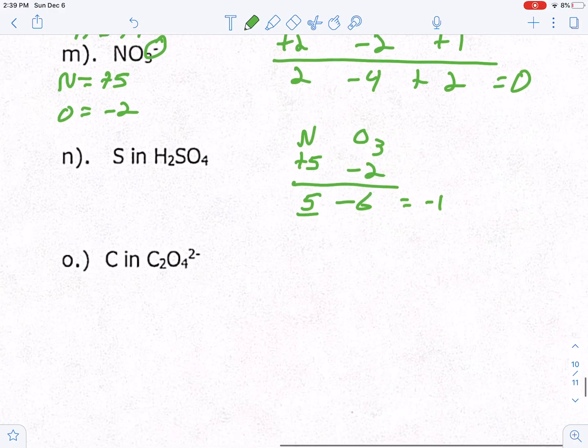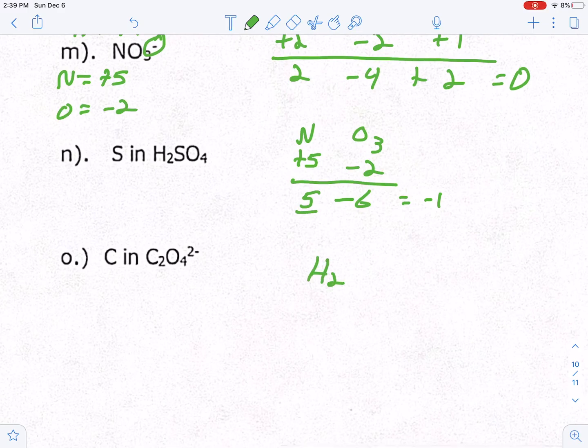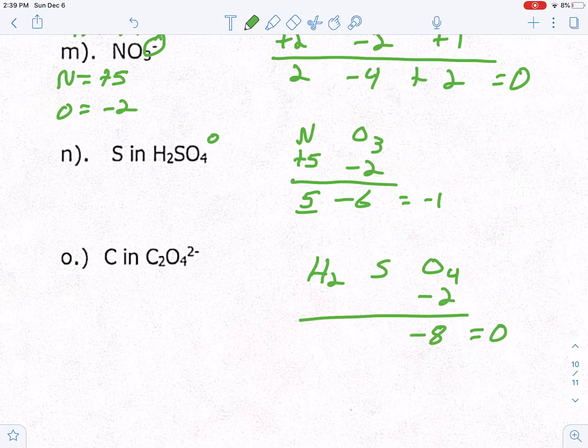Okay, next one, I have H2, 1S, and then O4. Okay, there's no charge, so I'm going to set it equal to 0. So 4 times minus 2 gives me minus 8. Hydrogen has a charge of plus 1. There's 2 of them, so there's a total charge of 2 for hydrogen. So 2 plus blank minus 8 equals 0. So 2 plus 6 minus 8 equals 0. There's only 1 sulfur. So that means that's going to have a charge of plus 6. So sulfur has a charge of plus 6.